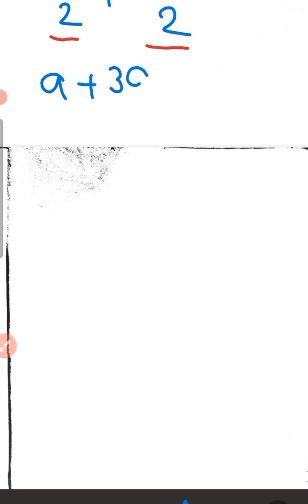Same steps. Check the denominators. 2. Here the denominators are same. So follow the same steps, children. Add the numerators. a plus 3a. a means 1a. 1 into a ആണ് a. So 1a plus 3a is equal to 4a.